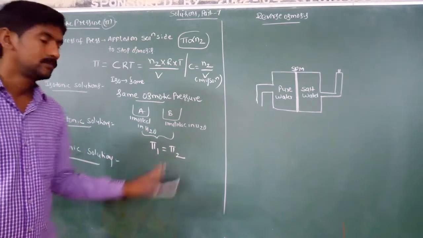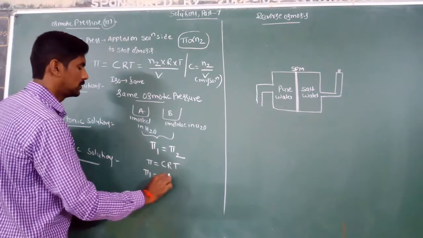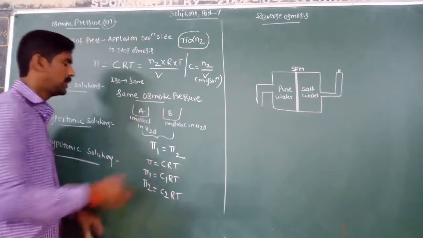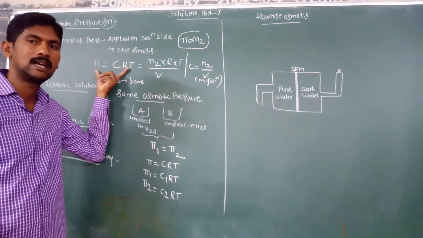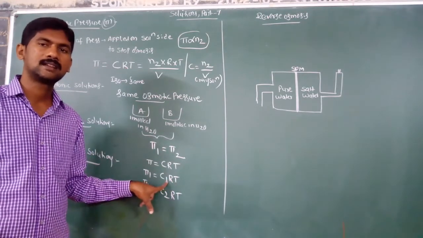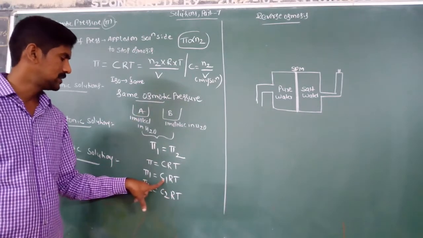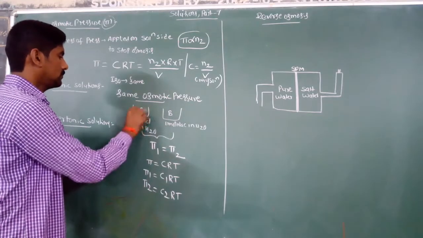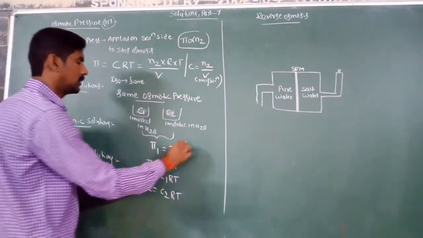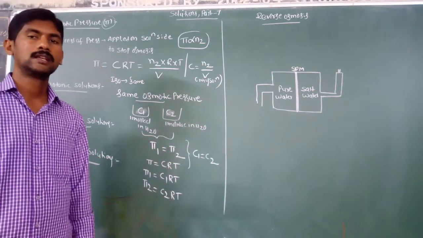If osmotic pressure is the same, you know that pi is equal to CRT. Pi 1 is equal to C1 into RT. Pi 2 is equal to C2 into RT. The basic expression for osmotic pressure is pi is equal to CRT, where C is the concentration, and R and T are constants. R is gas constant, T is a fixed temperature. For the first solution, concentration is C1. For the second solution, concentration is C2. So if osmotic pressures are the same, then C1 is equal to C2. So both concentrations are also equal.